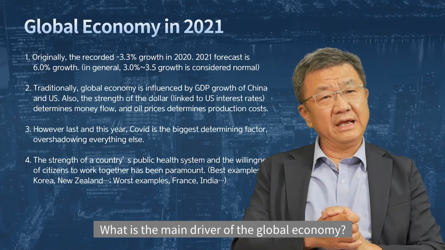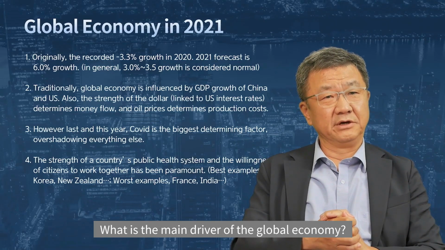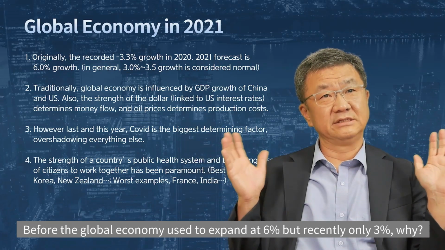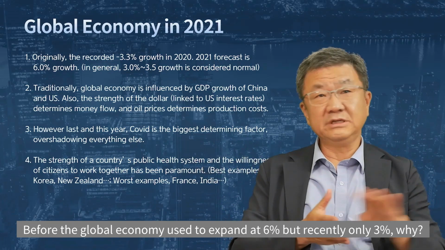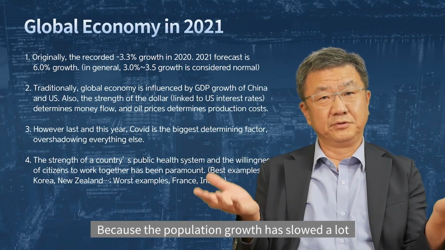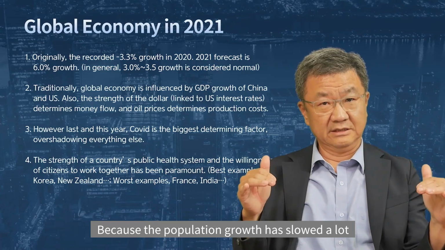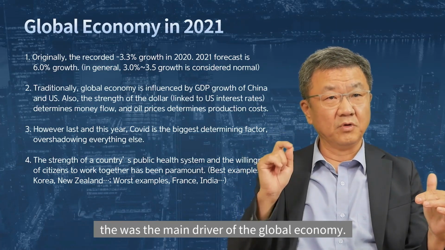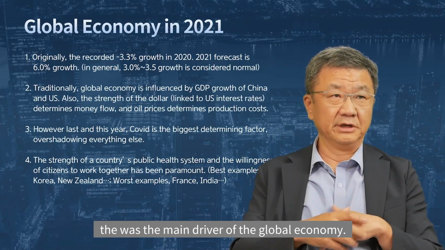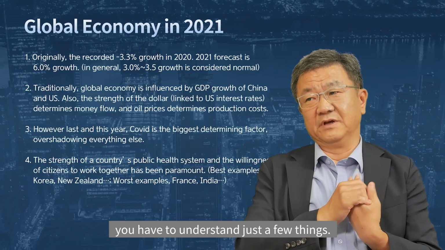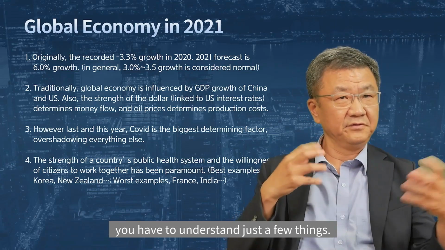What is the main driver of the global economy? Before, the global economy used to expand at 6%, but recently only 3%. Why? Well, because the population growth has slowed a lot. Because the population growth was actually the main driver of the global economy. Anyway, to understand the global economy, you have to understand just a few things.